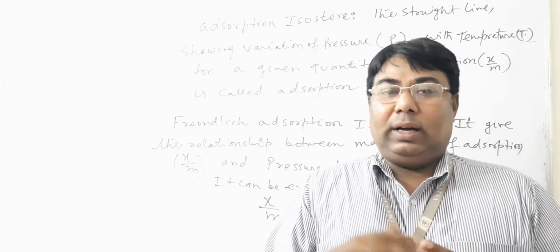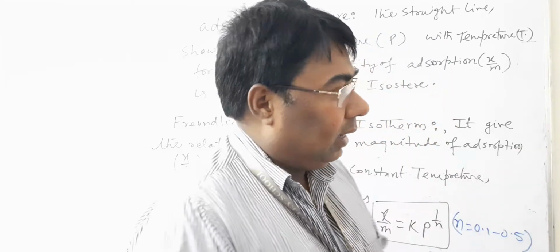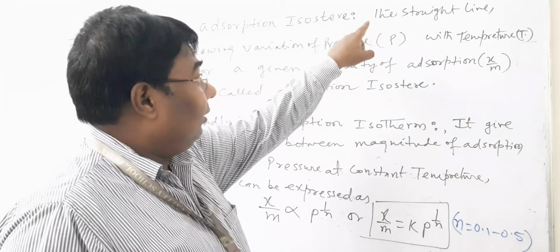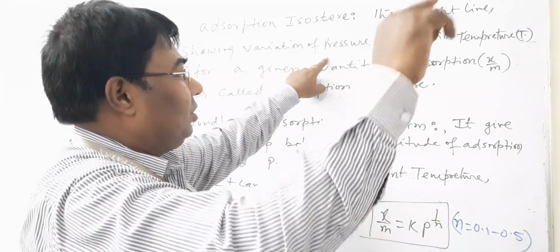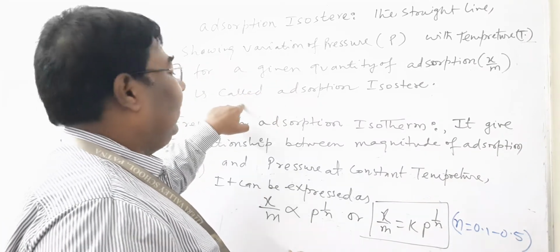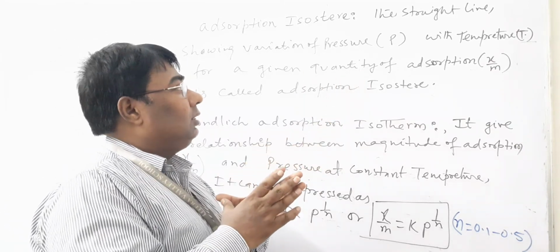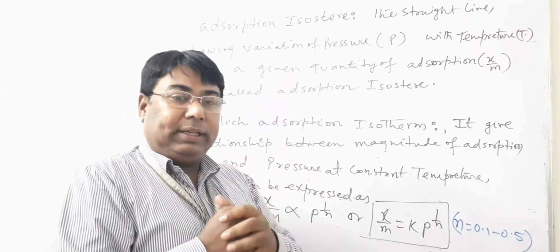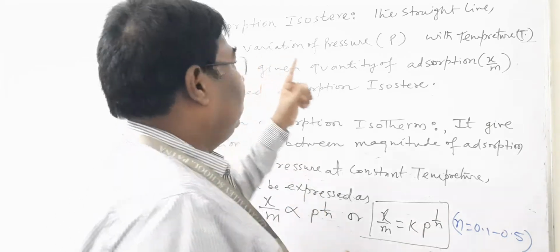Today we start with another topic, which is adsorption isotherms. Adsorption isotherms, the graphical representation showing variation of pressure with temperature, a straight line for a given quantity of adsorption x by m, is said to be adsorption isotherm. That means it is a graphical relationship in which pressure and temperature are taken with respect to the extent of adsorption or quantity of adsorption.